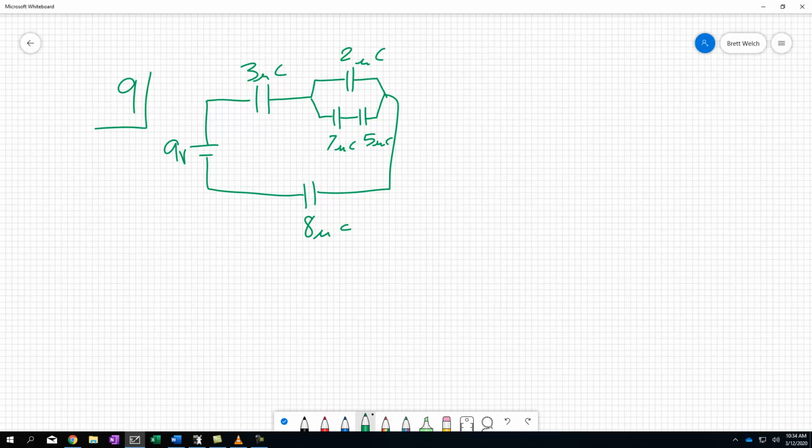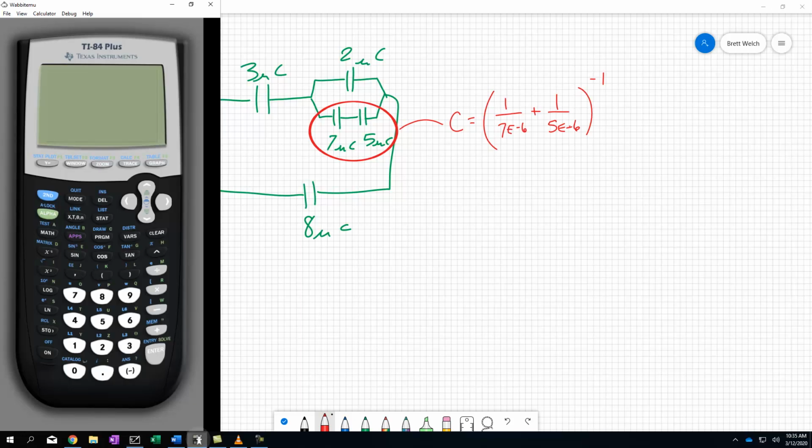We want to just add up the circuit, get our total capacitance. Same thing happens. We add from the most complex and work our way out of that. How do you add capacitors that are back-to-back like that, or in series? The capacitance for that will be 1 over 7e negative 6 plus 1 over 5e negative 6 to the negative 1. And we throw it in the calculator.